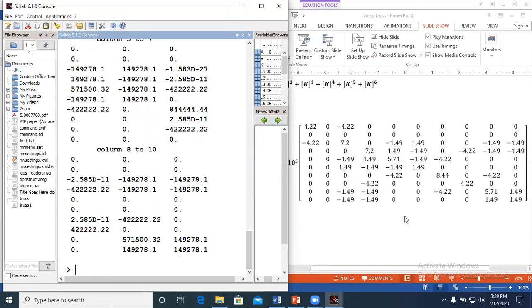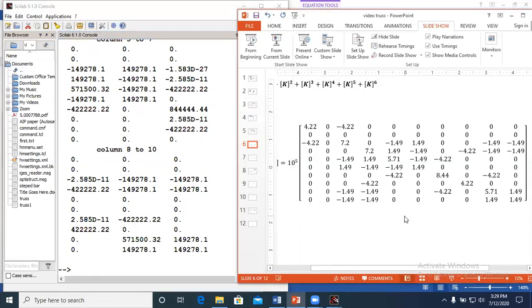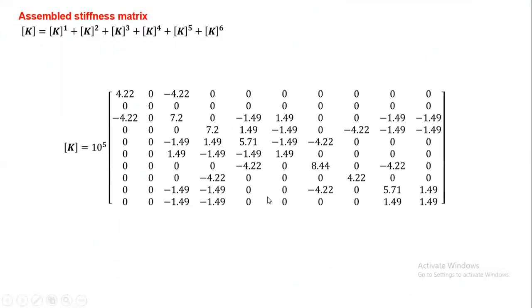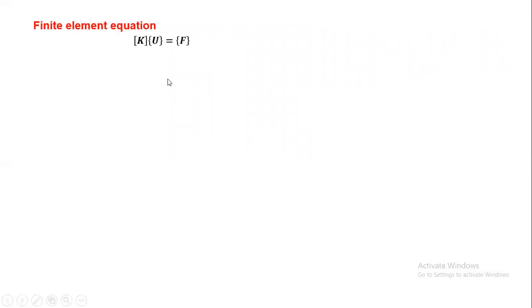In this way we can get the assembled stiffness matrix. After assembled stiffness matrix, I will show you. Now you write the finite element equation. Now for writing finite element equation, you have equation K into U is equal to F.